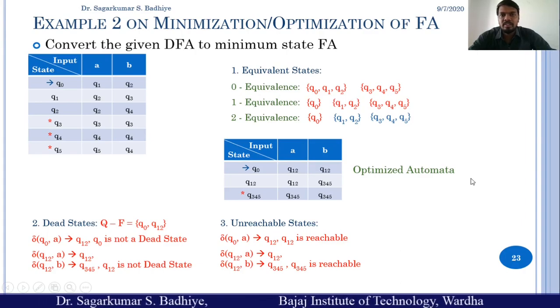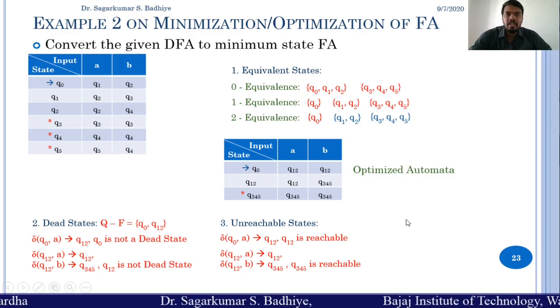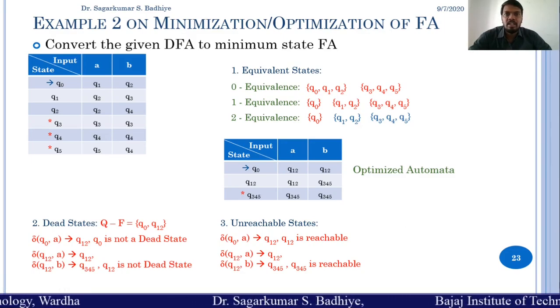Okay. So this is about minimization of finite automata. In the next class, we will be learning about NFA with epsilon moves. Thank you.